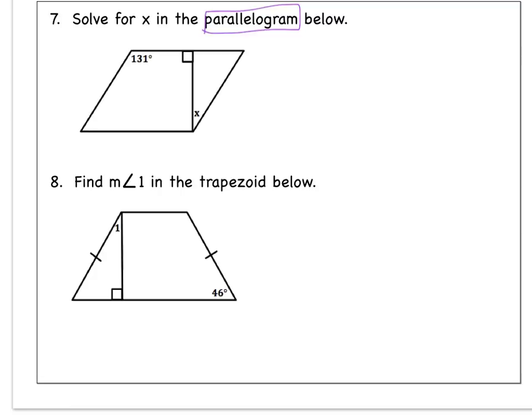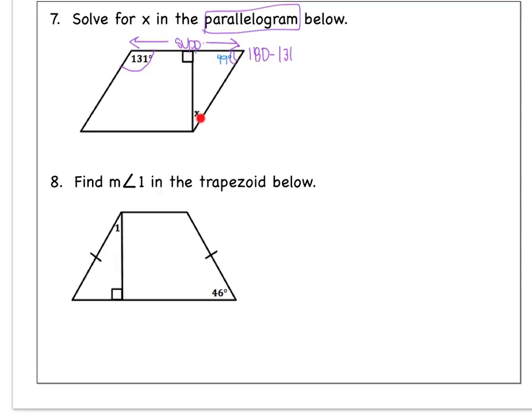So what do I know about the angles of a parallelogram? Well, I know that opposite angles are congruent. I also know that consecutive angles are going to be supplementary. So I'm actually going to use that second piece of information. Knowing that this is 131, I know that this angle and this angle are going to be supplementary to 131. So to find this angle, I can just do 180 minus 131, and I get 49 degrees. So I know that this angle right here is 49.